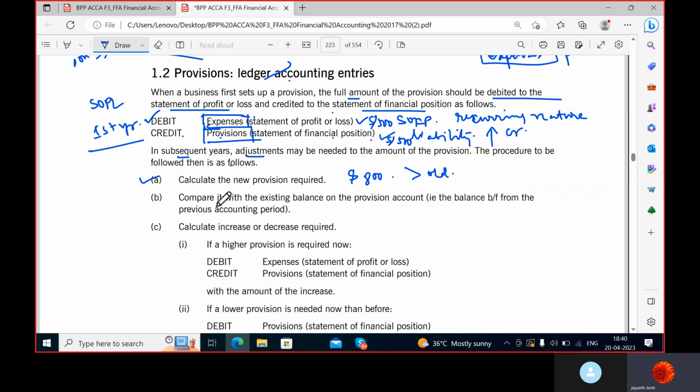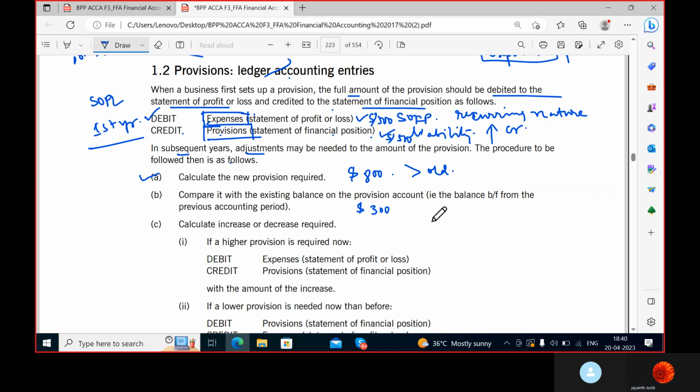Now compare it with the existing balance. By how much is it more? By $300 it is more. Do you agree with me? Yes, ma'am. So the old provision was 500. New provision required is 800. So excess provision is 300. Now this is what? This is an increase in provision, na? So for the increase, we will pass the entry like $300 expenses and $300 provision.